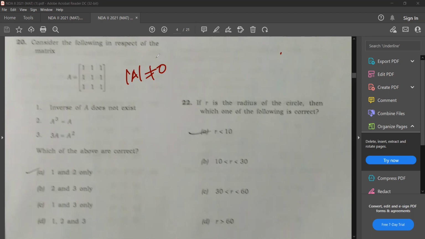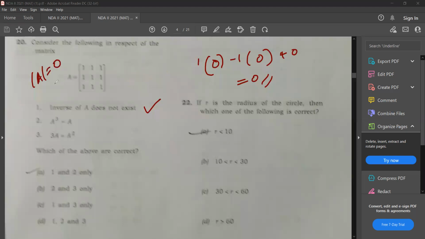You have to see the determinant. If the determinant exists, is not equal to 0, then the inverse exists. So let's see the determinant. That will be 1 minus 1 into 1 minus 1, so that is 0, minus 1 into again 0, then minus 1 into again 0. So you'll get 0, so the inverse does not exist. That is the correct statement, because here the determinant is equal to 0. If the determinant is equal to 0, the inverse does not exist.